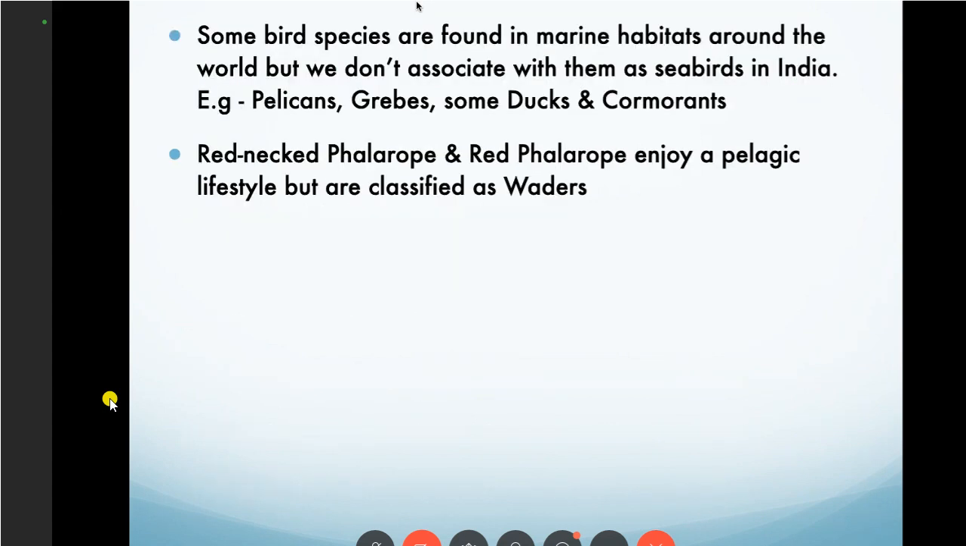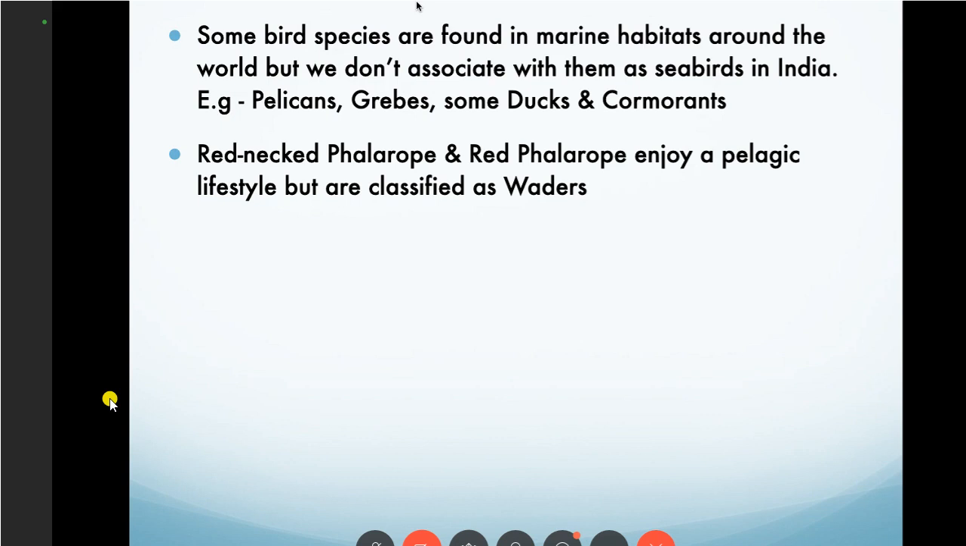Now there are some birds which are found in marine habitats around the world, but in India we don't associate them with seabirds. Just take the example of grebes. You get the black-necked grebe, crested grebe. You get pelicans like Dalmatian and rosy pelicans. These birds are found near coastal areas, but we don't associate them in India as true seabirds. We don't actually get them in the seas over here. They're normally there in inland ponds.